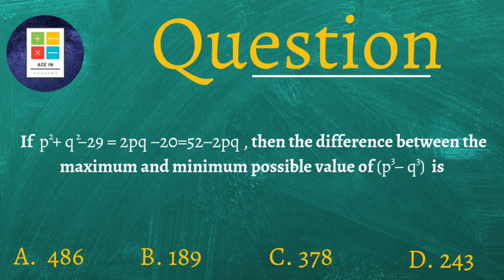So as you can see from the title of this video, in this video we'll solve a question that has been taken from the CAT 2023 exam slot 2. Now the question is as follows: if p square plus q square minus 29 is equal to 2pq minus 20 is equal to 52 minus 2pq, then the difference between the maximum and minimum possible values of p cube minus q cube is. Now we have provided 4 options for this question. Option A 486, option B 189, option C 378 and option D 243.